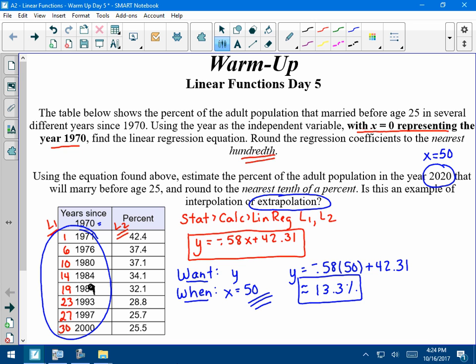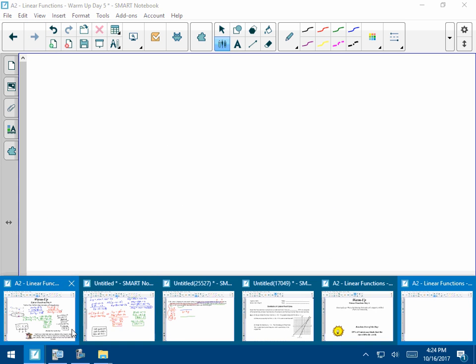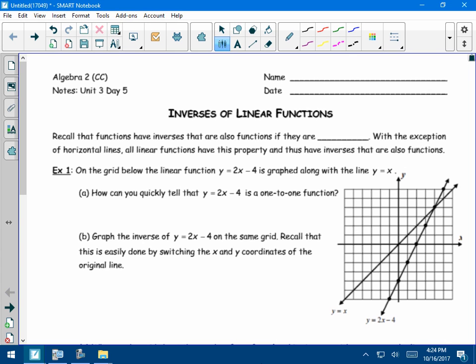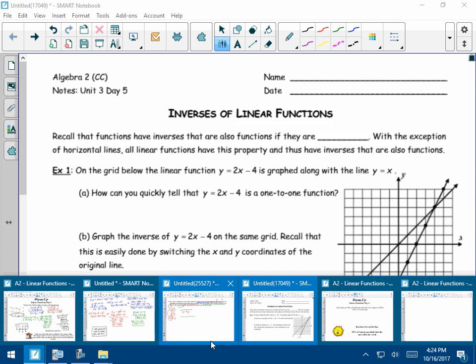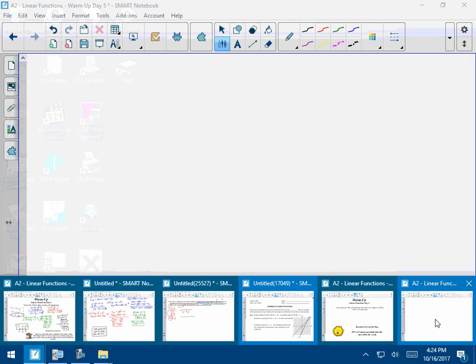Okay, so that's just a quick review of regressions that we did last week. Hopefully you have today's notes in front of you. It looks like this. Inverses of linear, oh, sorry, I didn't show you the random fact of the day.